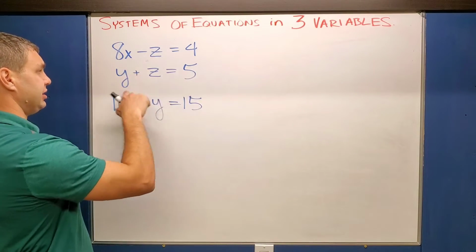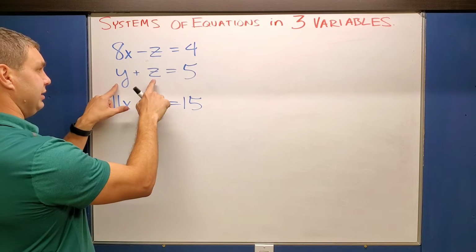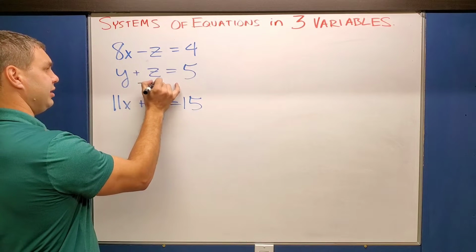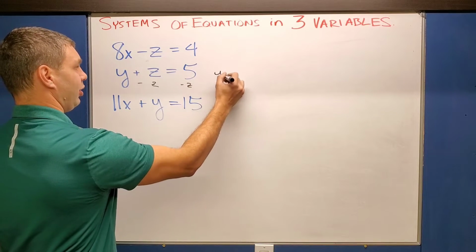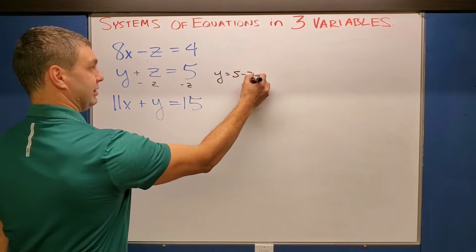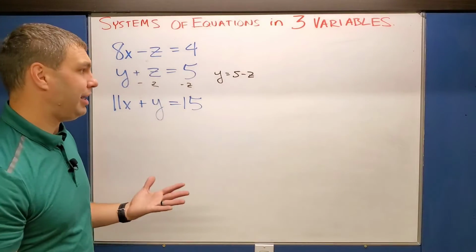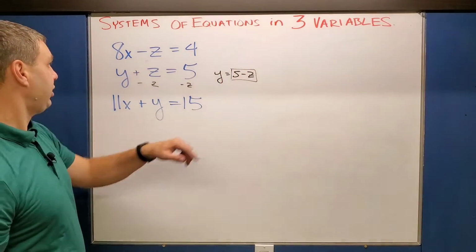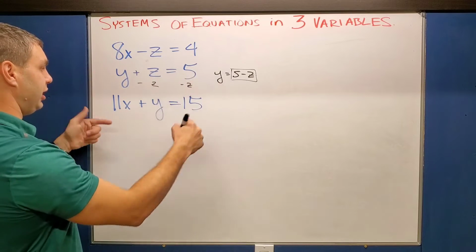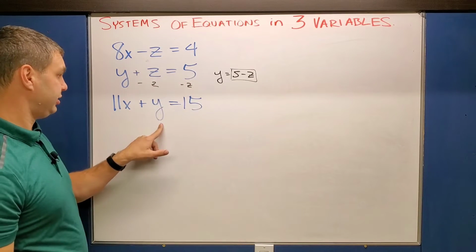So I'm seeing kind of in this middle one, I have a y and a z. If I subtract the z over to the other side, like this, then this equation is now going to be y equals 5 minus z. Okay, so why does that help me? All right, what I can do is take what y equals and I can plug it back into the only other equation that has a y, which is this one.